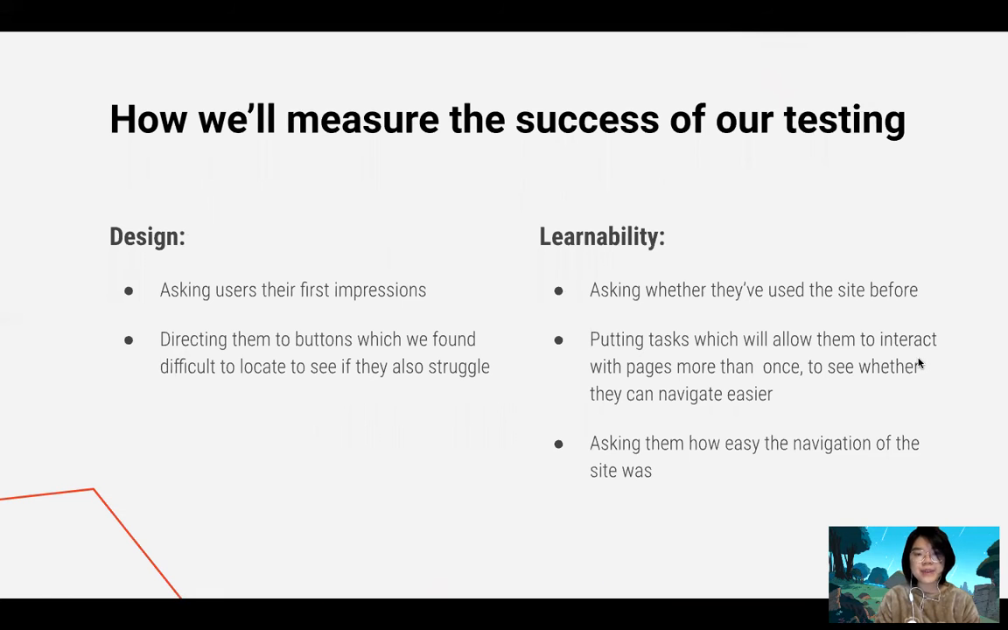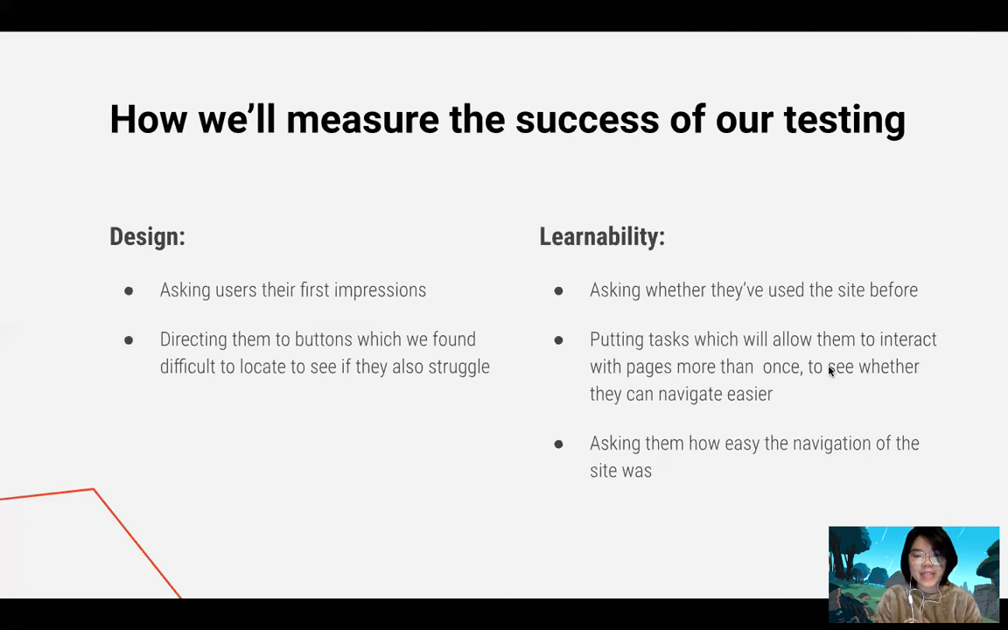Okay, then how do we measure the success of our usability test? The first aspect will be the design. First, we will ask users for their impression of the website, and then we'll see whether they need us to direct them to which button they need to click on, and see whether they struggle to click on the button. About the learnability, we will ask whether they've used the site before, and we will create tasks that allow them to interact with the page and see whether they can navigate easily.